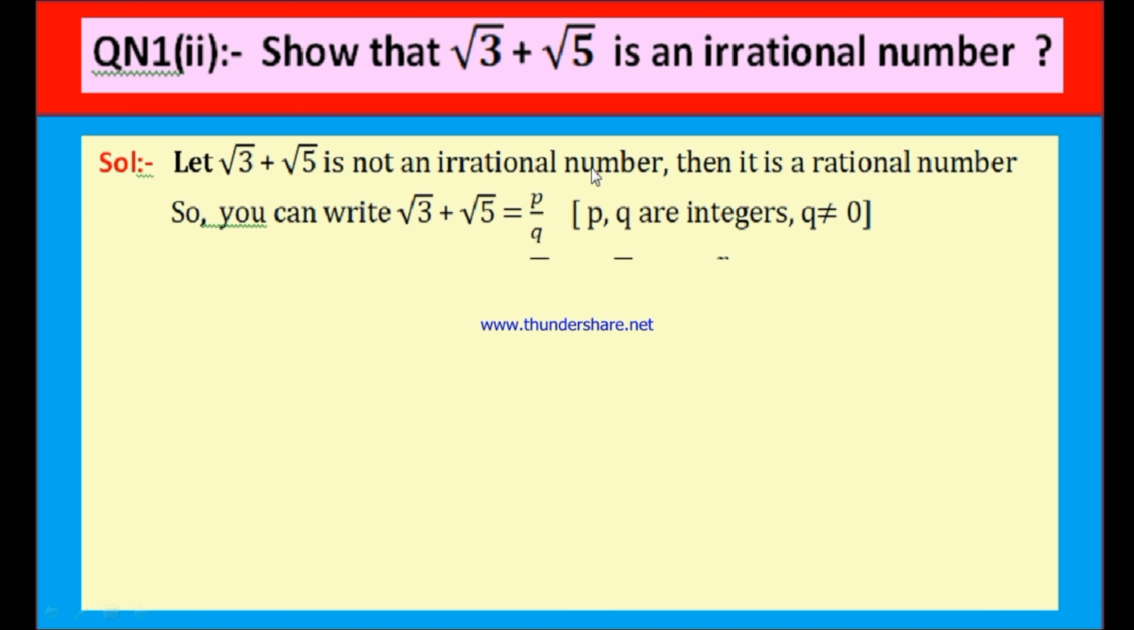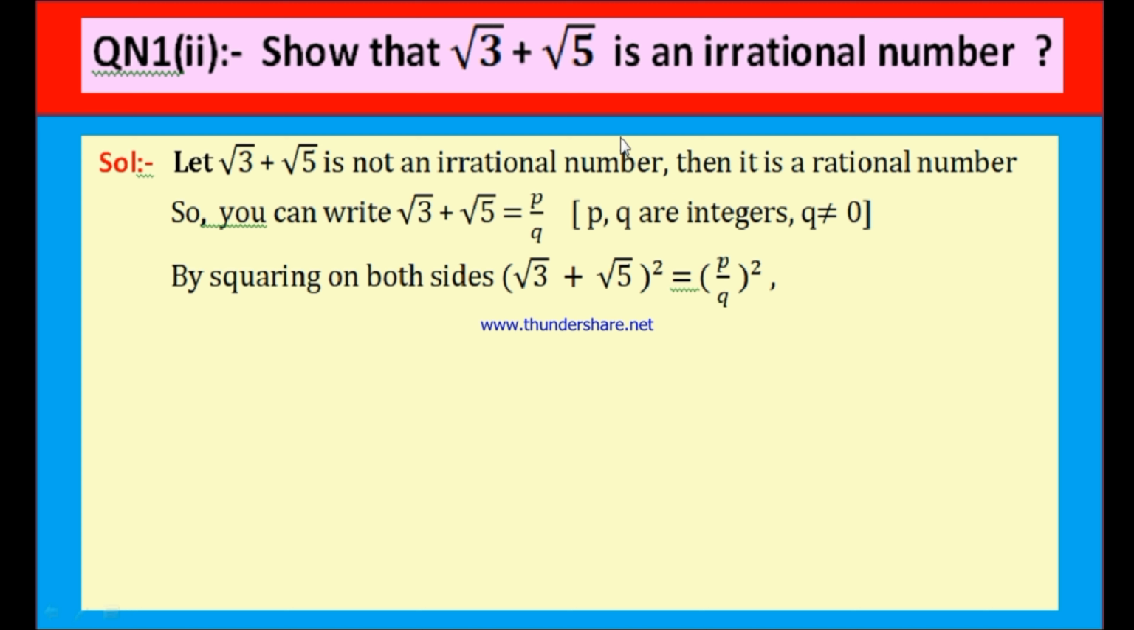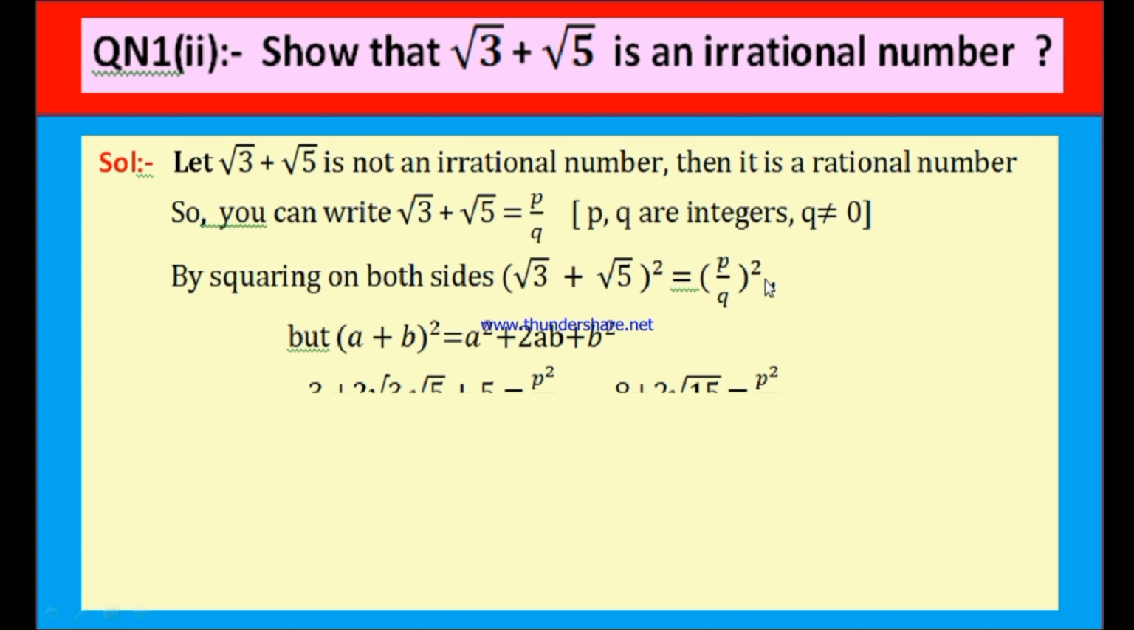If root 3 plus root 5 is not an irrational number, then it is a rational number. Since it is a rational number, you can write it in the form of p by q. So you can write root 3 plus root 5 as equal to p by q, where p, q are integers and q is not equal to 0. Now, since you can find square roots, let us square on both sides. LHS whole square is equal to RHS whole square.